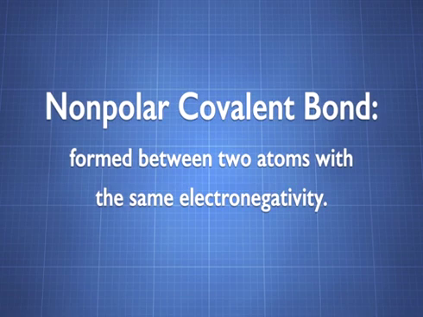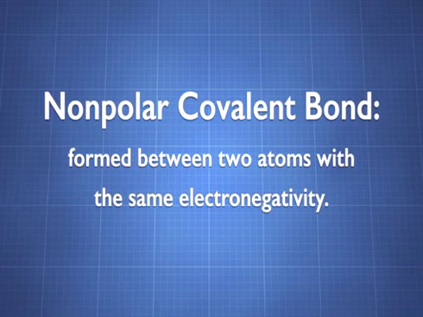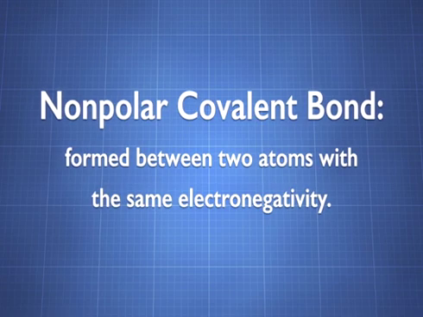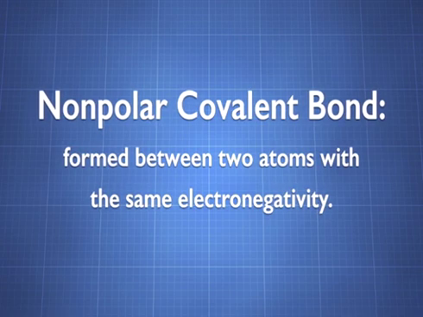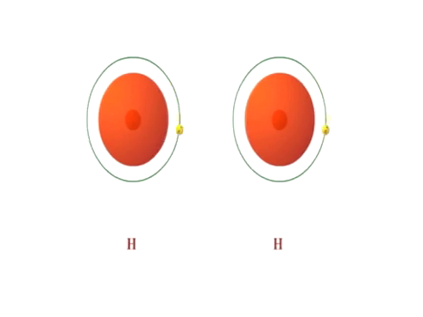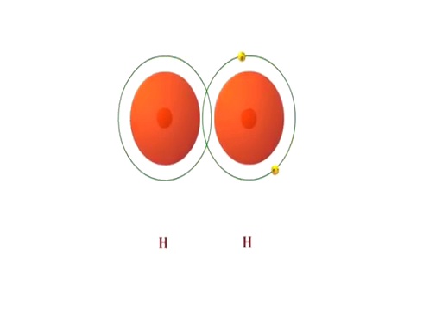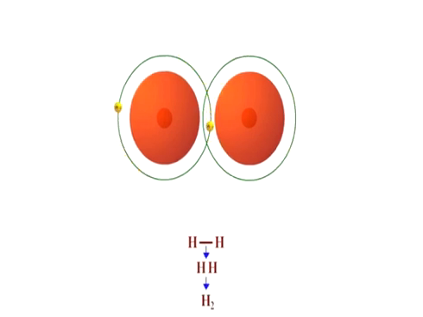A nonpolar covalent bond is formed between 2 atoms that have the same electronegativity. As a result, the shared electrons are equally distributed between the atoms. Some diatomic molecules are nonpolar. These are molecules formed out of 2 atoms of the same element, such as hydrogen. Diatomic molecules of gaseous elements are common. Diatomic molecules of oxygen are part of the air we breathe.